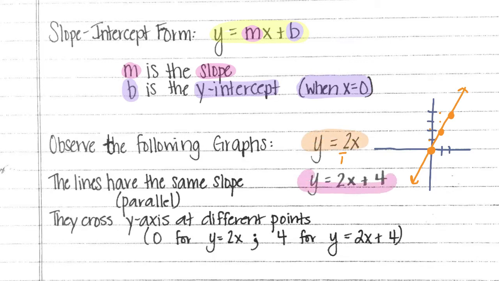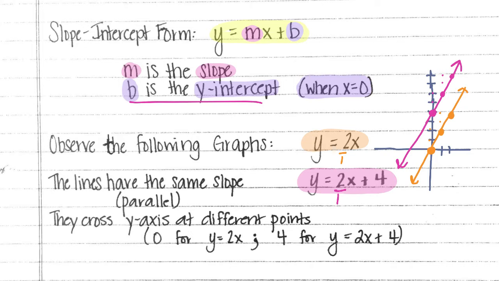Now if I graph the other one, y equals 2x plus 4, notice we're starting on the 4 because this is my b. Remember, the b is the y-intercept where it touches the y-axis. But this one, when I rise over run, notice it is 2 over 1, so it has the exact same slope. I'm going to rise 2 and run 1, rise 2 and run 1. And notice they are parallel because they have the same slope.